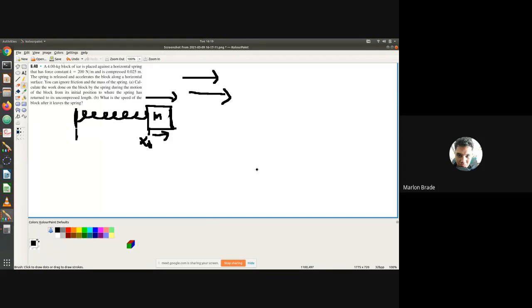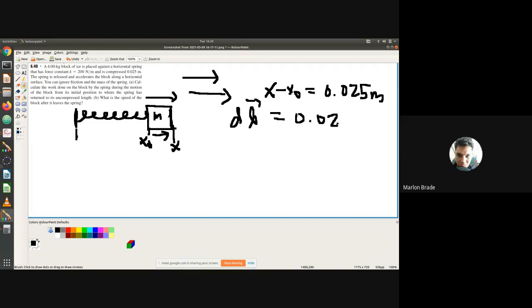Calculate the work done on the block by the spring during the motion of the block from its initial position to where it returns to its uncompressed length. So this is x, and x minus x naught is how much? 0.025 meters. Okay? So therefore our dl is equal to 0.025 i hat.